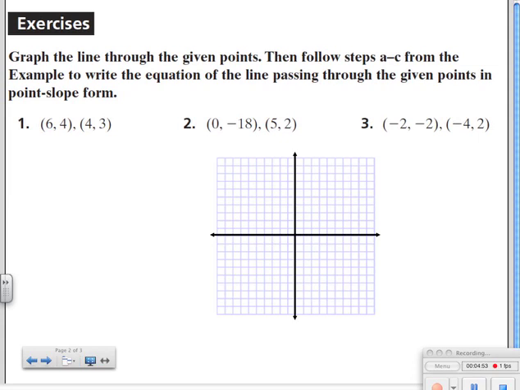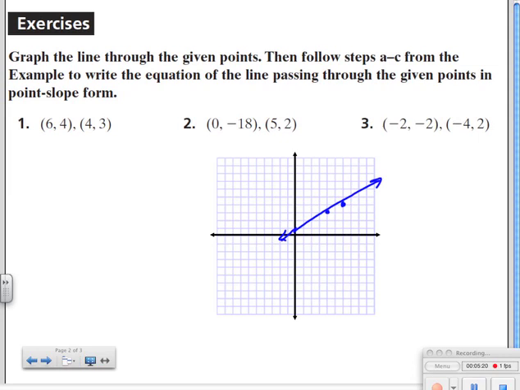So I'm going to graph 6, 4. So I move over 1, 2, 3, 4, 5, 6, and up 4. There's my first point, and then 4, 3. There's my second point. Now I can connect those dots as best I can with a straight line. You can probably do better with a ruler.